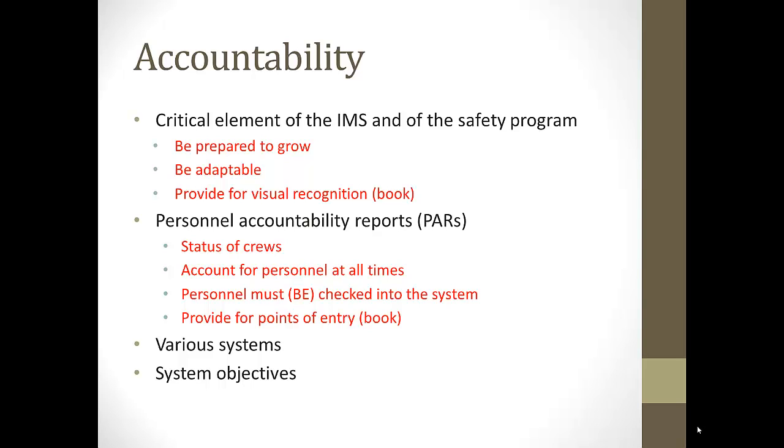There's several different systems out there where when crews come off, they take a magnet off or they take a tag off and they leave it. I'm not sure any of them work really well. And again, everybody must know the objectives of the system. What is our objective? How are we going to make sure we have everybody accounted for?